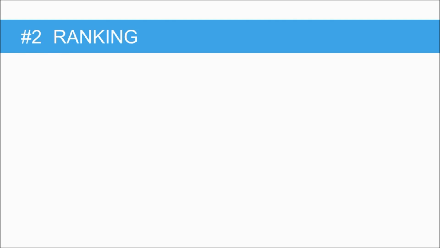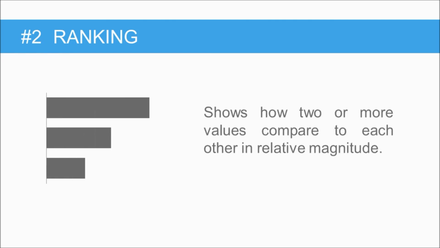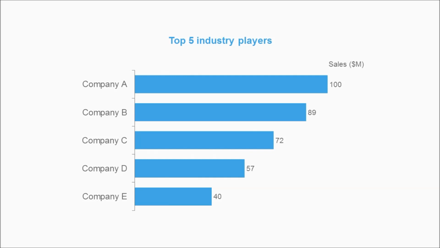Second one is ranking. It shows how two or more values compare to each other in relative magnitude. For example, a chart shows the top 5 industry players ranked by annual revenues.